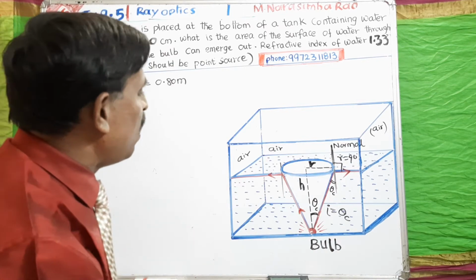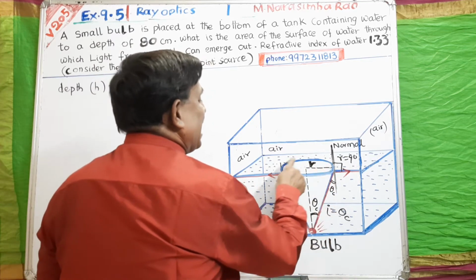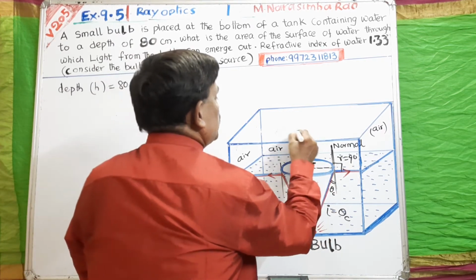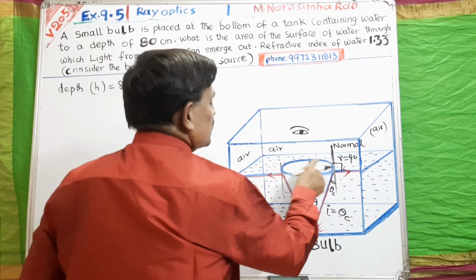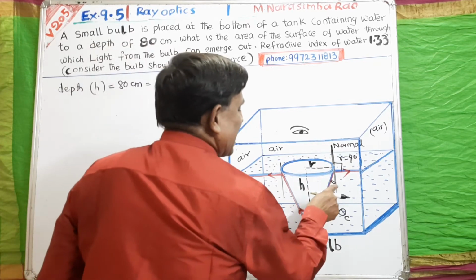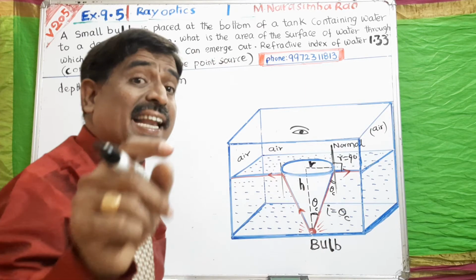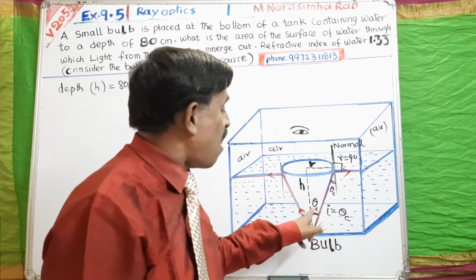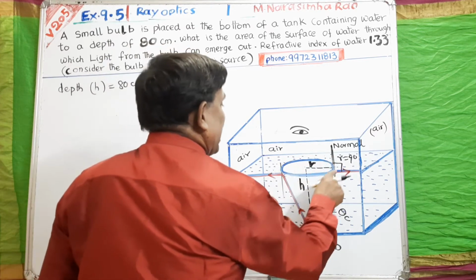Now this is the circular bright patch we are observing from the air. First they are asking what is the area of this circular bright patch. This angle is the critical angle, and this angle is also the critical angle, because these two are alternate angles. This is the circular bright patch.